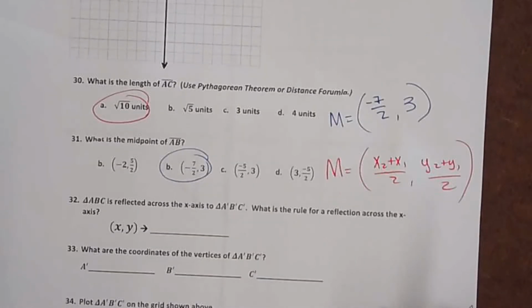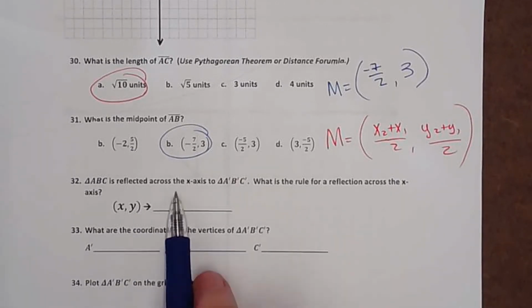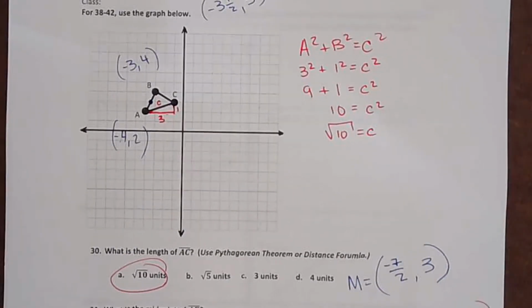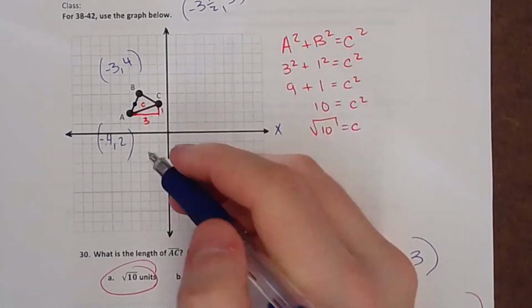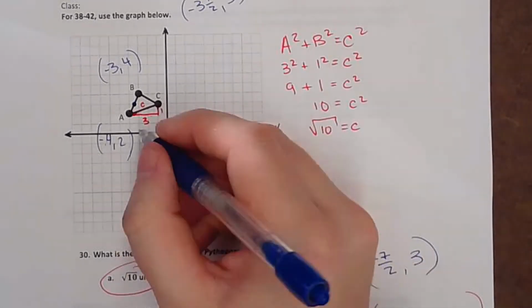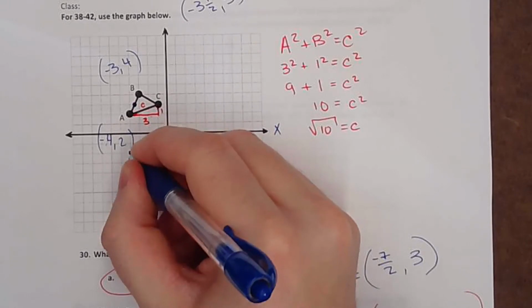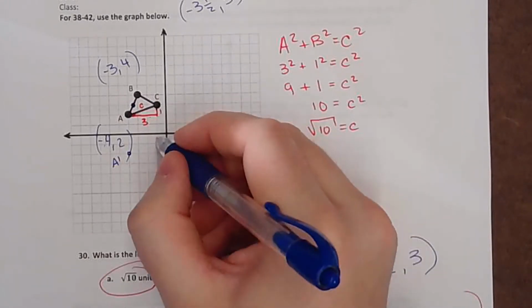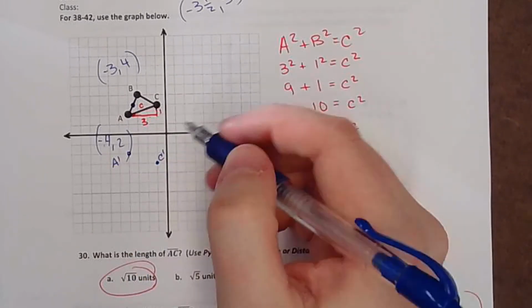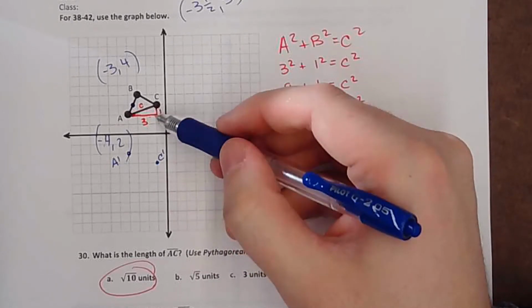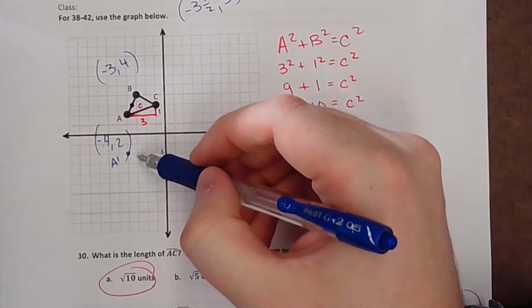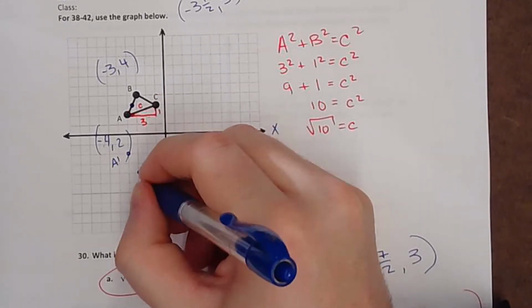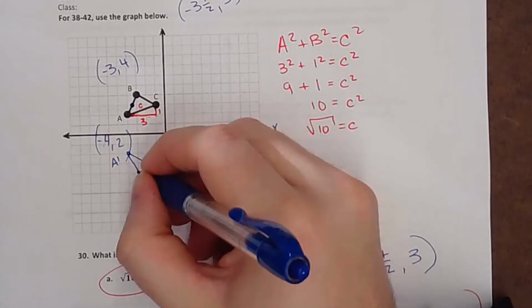So it says for 32, ABC is reflected across the x-axis. Which axis is my x-axis? The up and down or left and right? The left and right. So we're taking this triangle and we're flipping it across here. Well, I can eyeball that. A prime is going to be here. C prime, remember, it has to be the same distance from the axis, right? 2 and 2, 3 and 3. And B is going to be 1, 2, 3, 4 over here, it looks like. So there's B prime, A prime, and C prime.